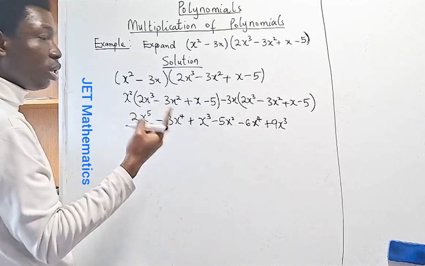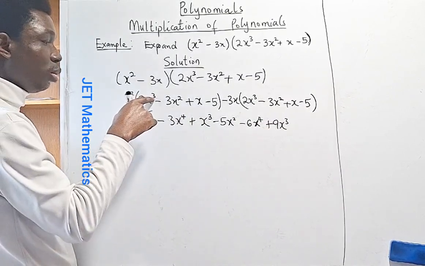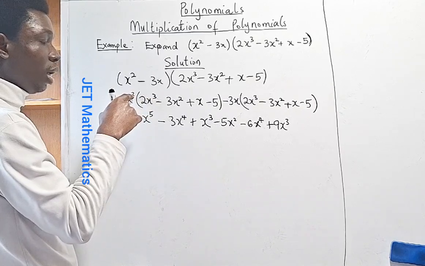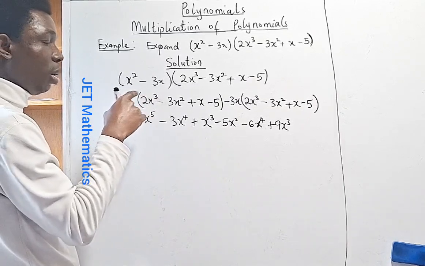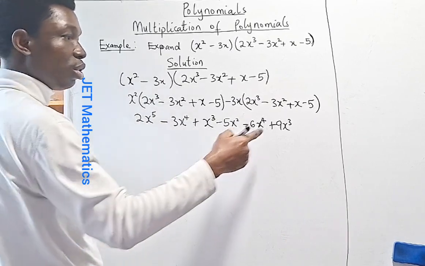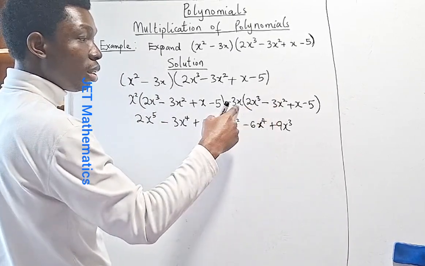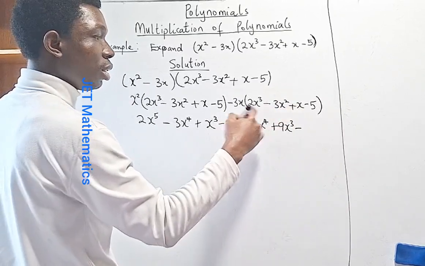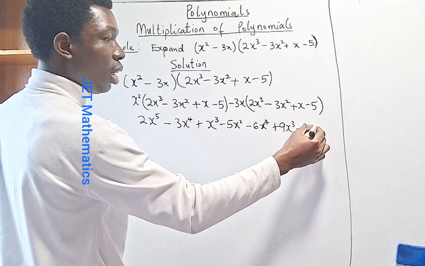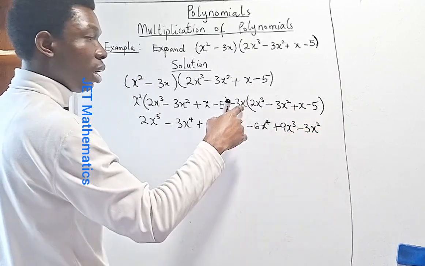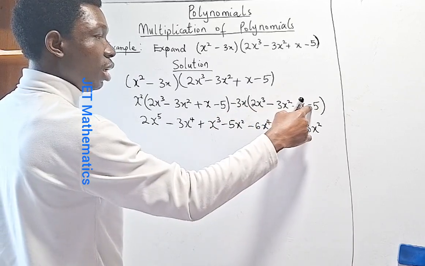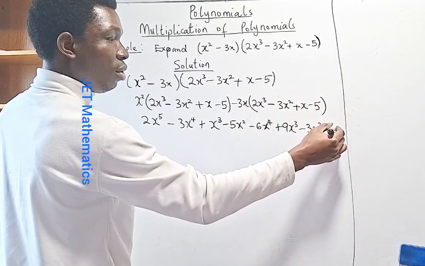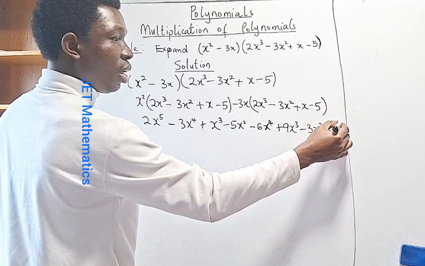Remember, we are just using the laws of indices. S squared times s squared, rather, you add up the powers to get 5, okay? So that's what we're using there. And then this times this gives us minus 3s squared, and then this times this gives us plus 15x.